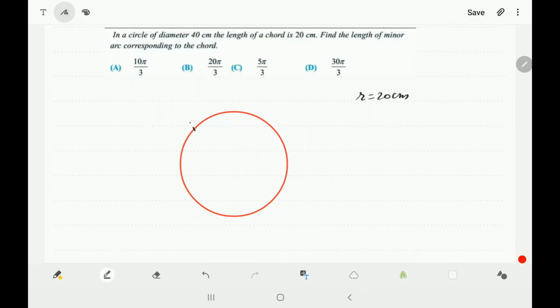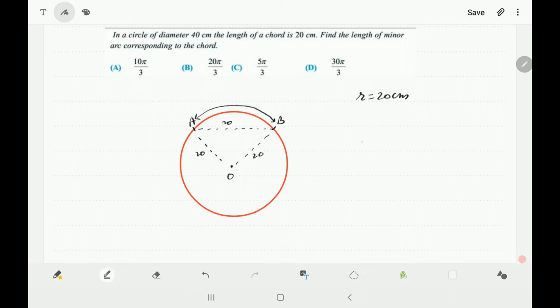So let's say we have these 2 points A and B, and this chord length is 20 units, and say the center is O, and the radius is also 20 units. So all these values are 20. We have to find the length of the minor arc, so we have to find this length AB.